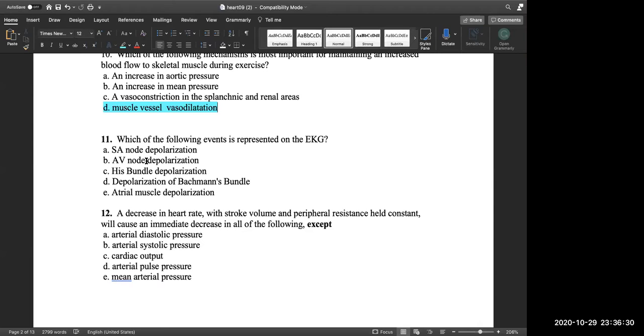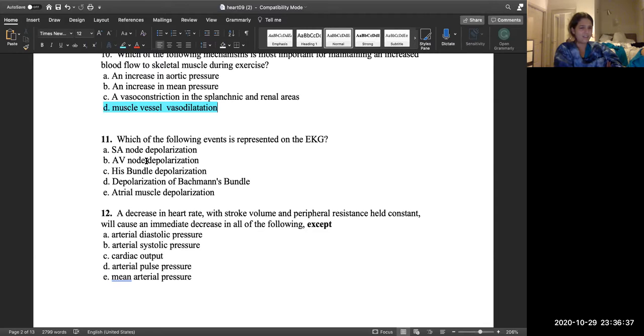A. I'm with the SA node depolarization. A. I don't think so. I'm gonna say E. I would say E too. Atrial muscle, because it doesn't show the nodes. It shows the area in which it's depolarizing. It does not show the nodes. ECG will tell you your nodes, but not an EKG.